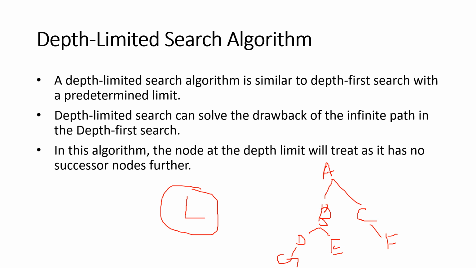So first it will expand A to B, then D. If our depth limit L is equal to 2, it will limit at level 2. So it will go from A to B, then D, and D is not the goal state, so it will backtrack to B and check E, which is not the goal state. Then it will backtrack to B, then A, then go to C and check F.